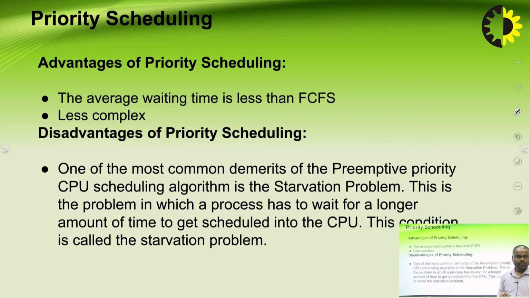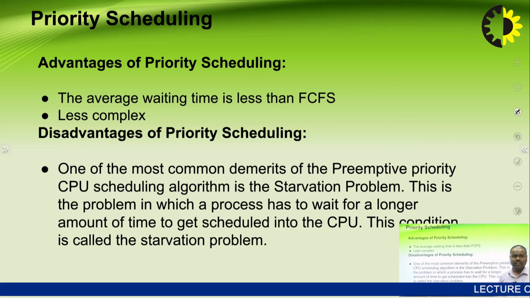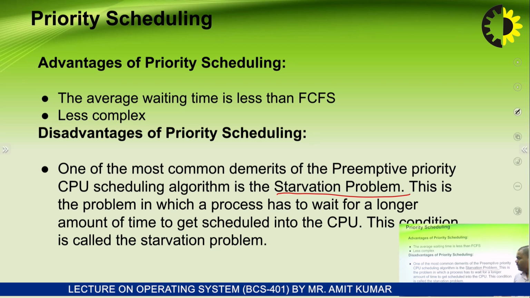Now the advantages of priority scheduling: the average waiting time is less than FCFS, and it is less complex. A disadvantage is that one of the most common demerits of preemptive priority scheduling is the starvation problem, because a process has to wait for a longer amount of time for the CPU, and this is known as the starvation problem.